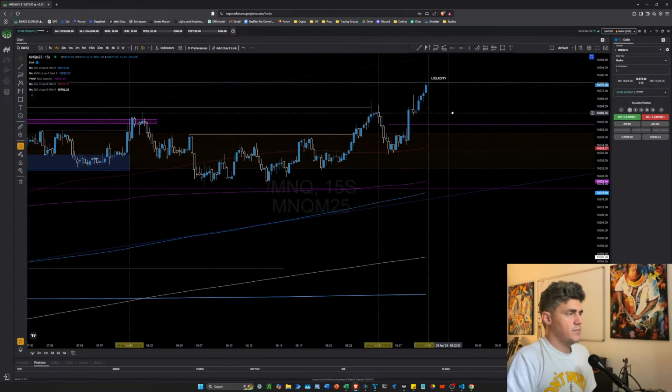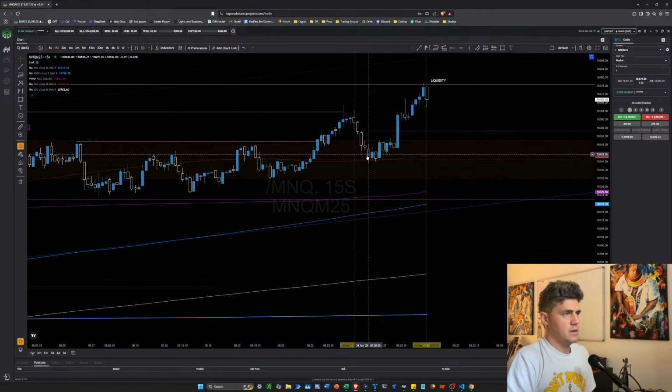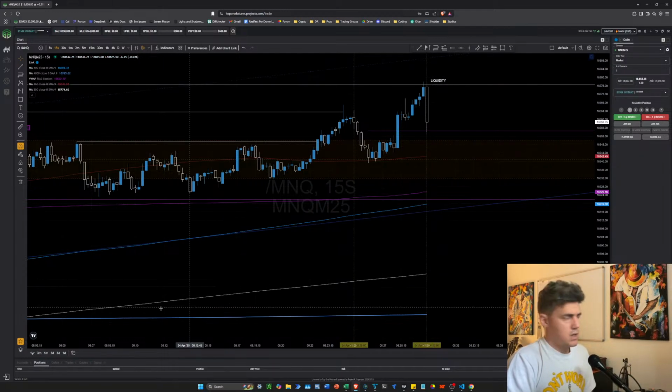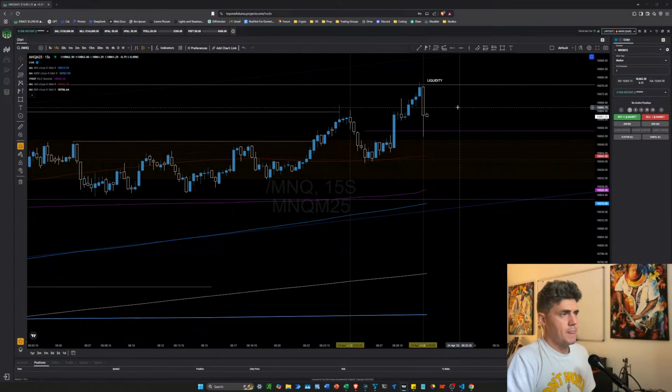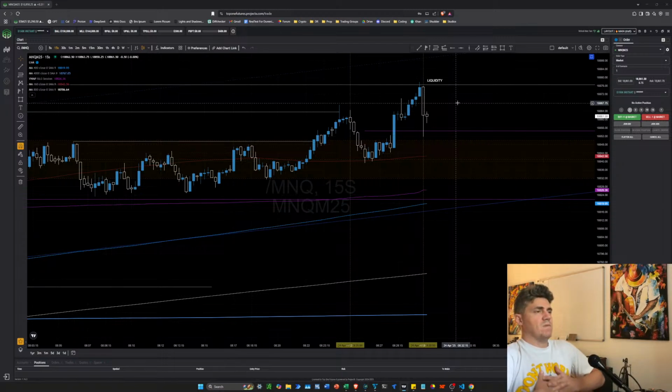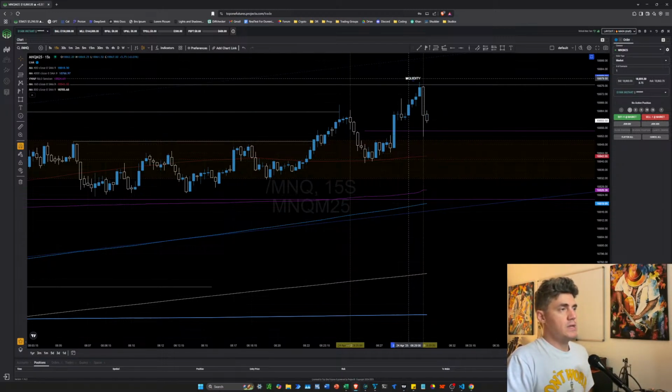Surely do. This was the play right here. So we're taking that right at the open, right before the open. Don't want to FOMO into anything here. Liquidity taking, because stock market take liquidity.